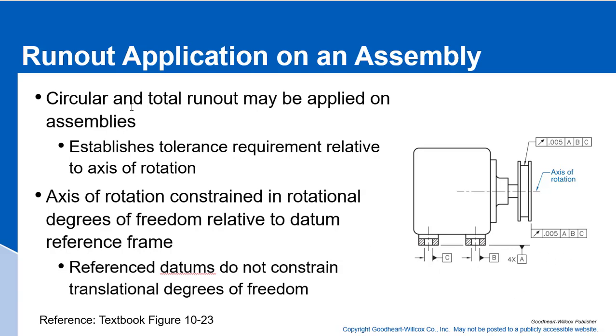So circular and total runouts may be applied on assemblies. It establishes a tolerance for requirements relative to an axis of rotation. In this case, the axis of rotation would be the axis of rotation of the electrical motor. And then the axis of rotation is constrained in rotational degrees of freedom relative to the datum reference frame, and reference datums do not constrain the translational degrees of freedom. So really what we're trying to do is to control the wobble, if you will, of this sheave to drive our power transmission system.